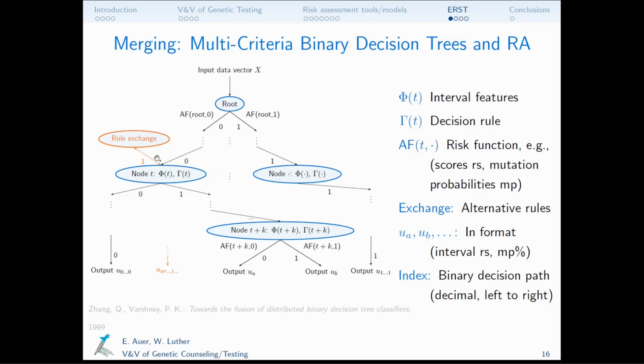Some rules in the node can be exchanged, and the input data vector is propagated through the tree to two outputs. The output vector contains an interval risk score in our case and a mutation probability. And this index A, for example, denotes the binary decision path to the leaf. It is written down in the decimal form and is read from left to right.